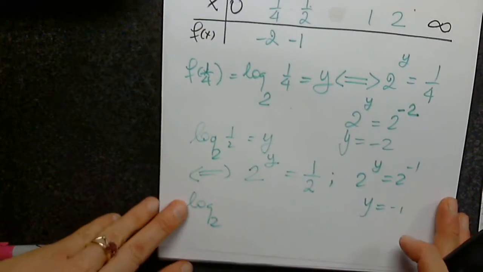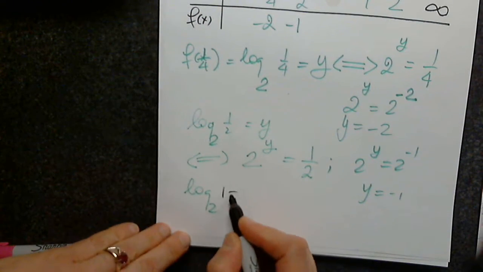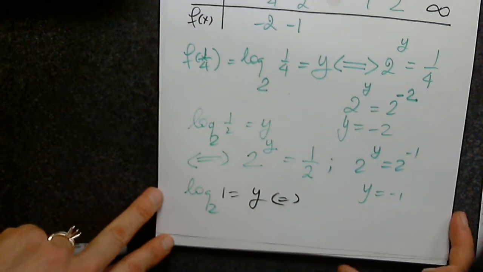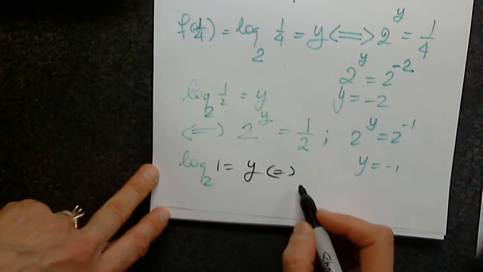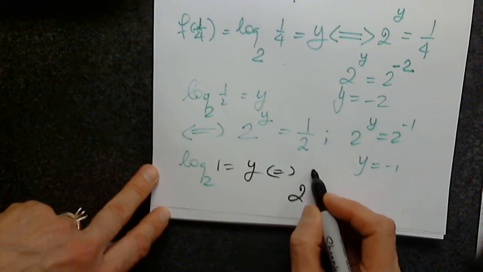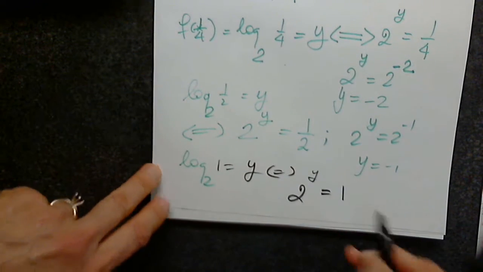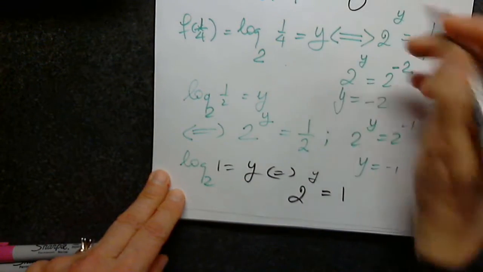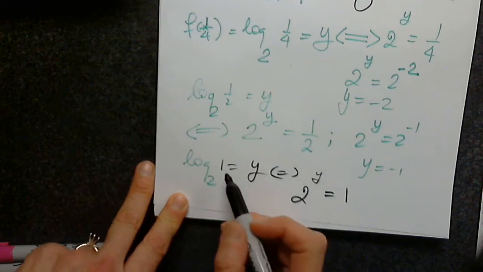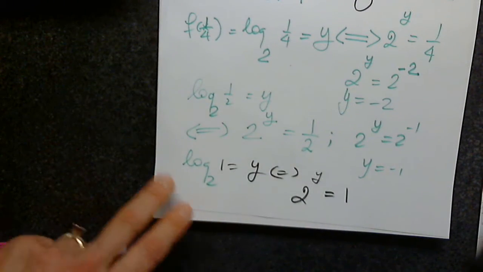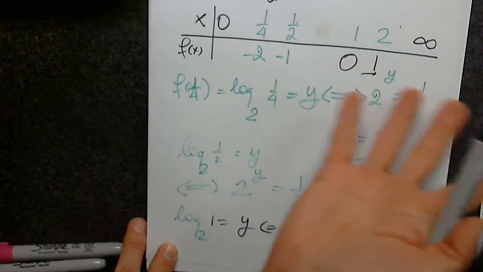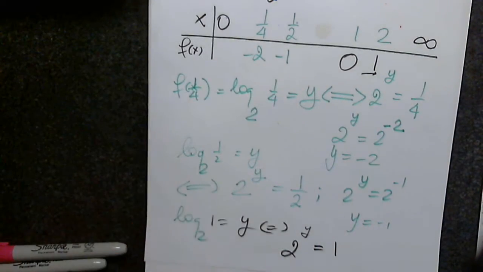Okay, log base 2 of 1. I have no idea what that is. But I know that this can be replaced by 2 to y equals 1. Okay, 2 raised to which power is 1? It must be 0. Finally, when I put in 2, 2 raised to which power is 2? 1.